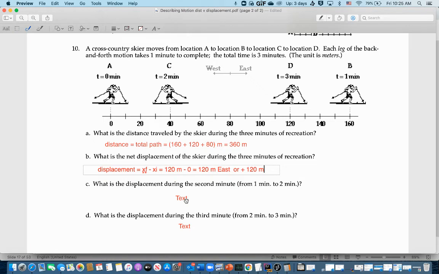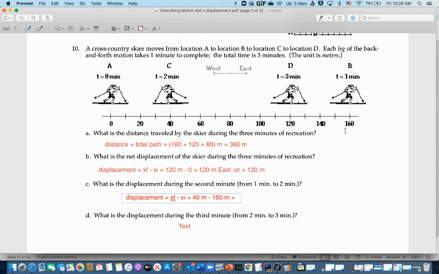Well, now it says, well, what's the displacement from minute 1 to 2? So that's from position B to position C. Okay, well, I'm going to go to the same equation here. Displacement equals x final minus x initial. So my final, where did I end? Well, I ended at 40. So I come in here, my cursor back here. I end at 40 meters. Where did I start at? Well, I started at 160 meters.